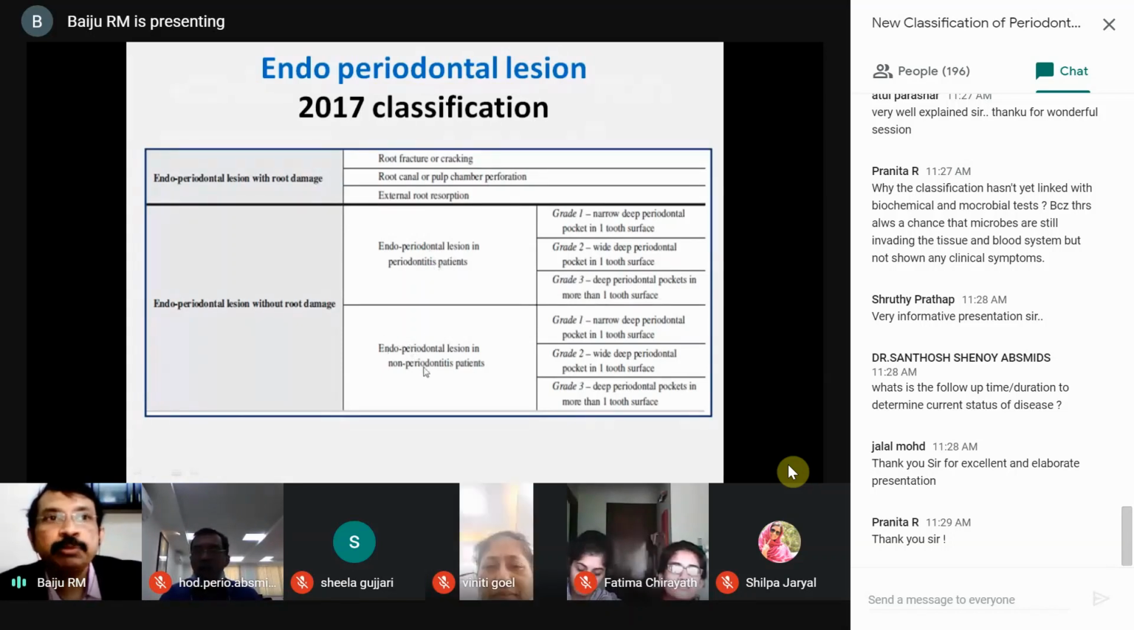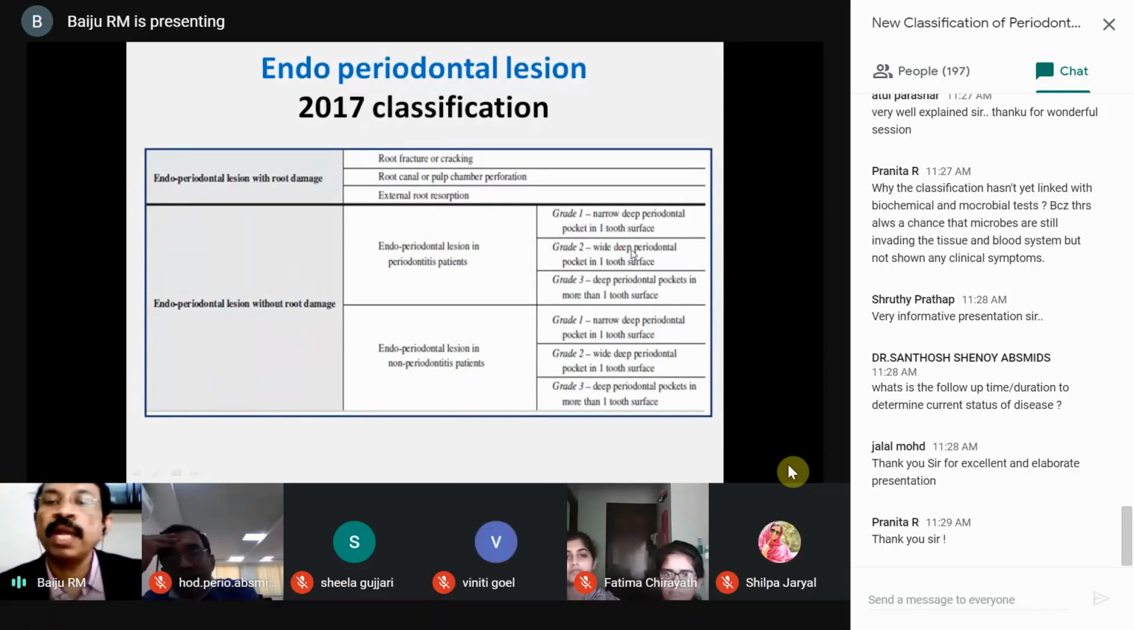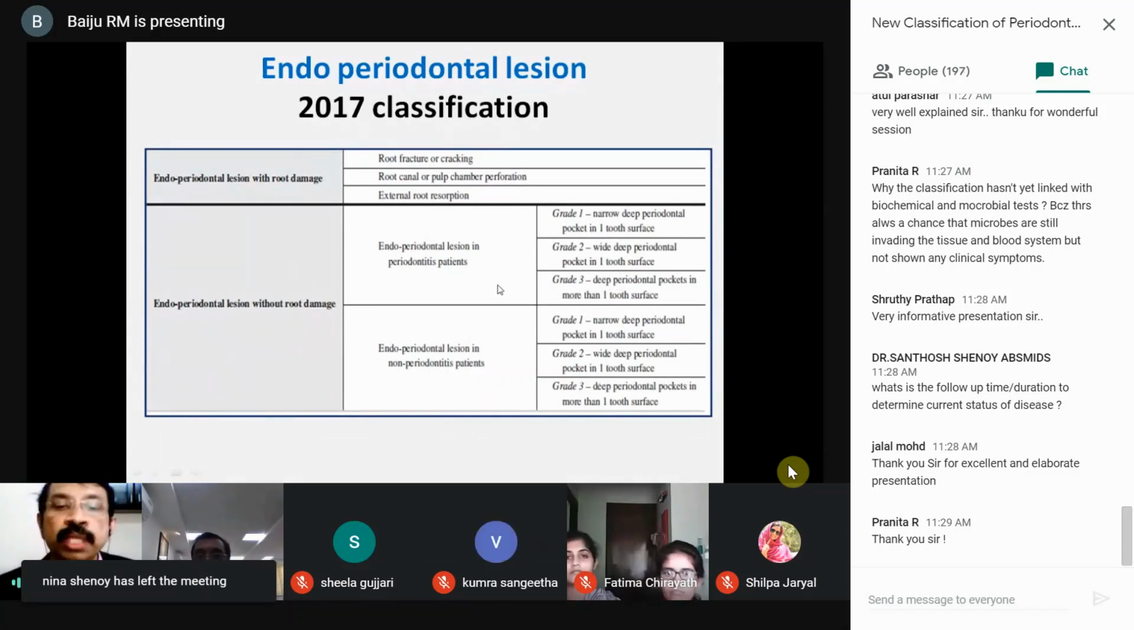If you scan the other parts of the dentition and find there is no evidence of periodontitis, no probing or attachment loss in the rest of the mouth, then you classify it as an endo-periodontal lesion in a non-periodontitis patient. And once you diagnose these two, they can again be subclassified by extent. Grade one means a narrow, deep pocket on one tooth surface. Grade two means a wide, deep pocket on one tooth surface. And grade three means a deep pocket on more than one tooth surface. So the grading is similar for the two categories.